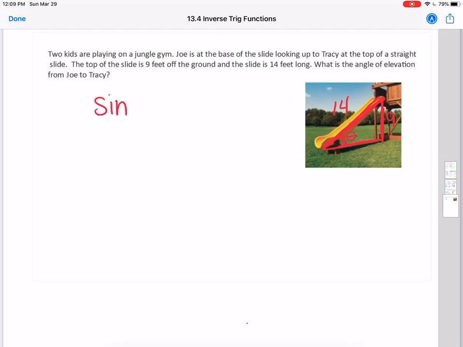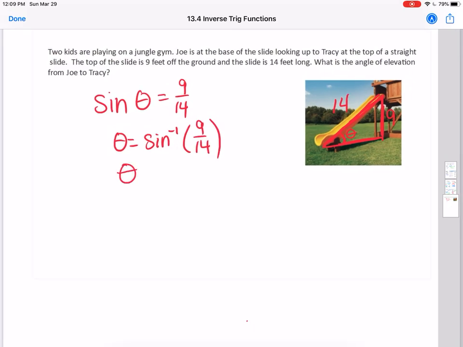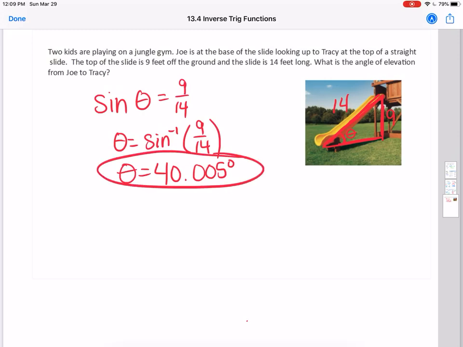I think this looks like a sine ratio, so I'm going to use the sine of theta is equal to 9 over 14, and the inverse sine of 9 over 14 should give me a theta value of 40.005 degrees, or right around 40 degrees. Did you get that too?